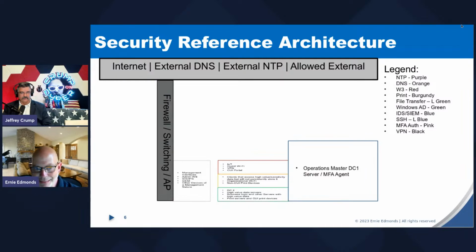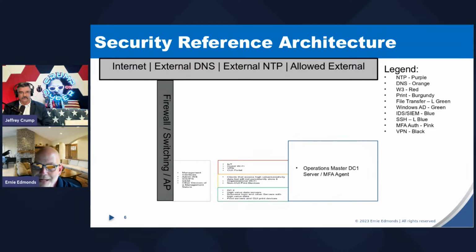IoT in the red, client devices, non-persistent storage go in the yellow. And I'm sorry, this thing didn't render well. But yellow is where you're not going to store anything, but you can access something. And then the DC2 would go in green, and then your operations master, your first inside operations master, is usually your DC1, and then your MFA agent will go over here in blue.